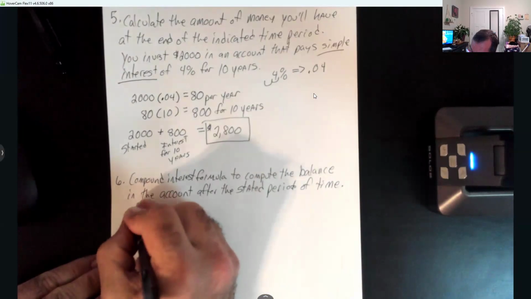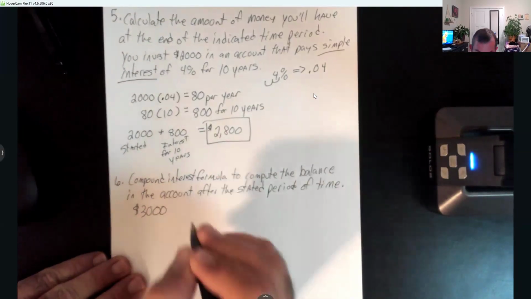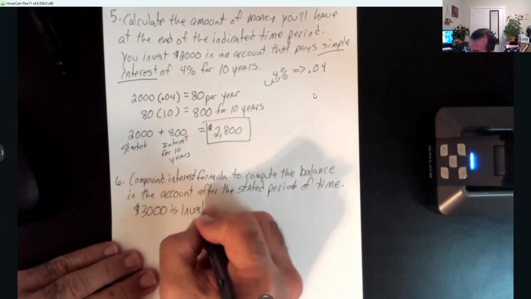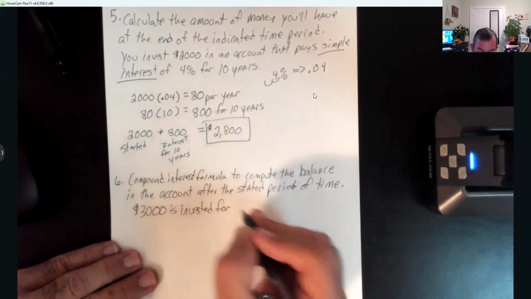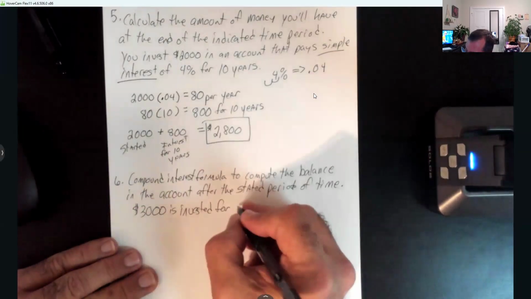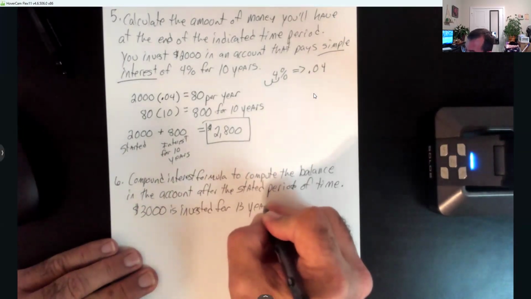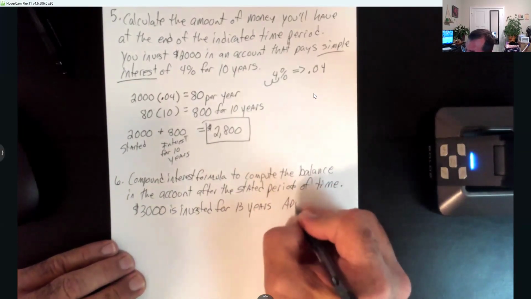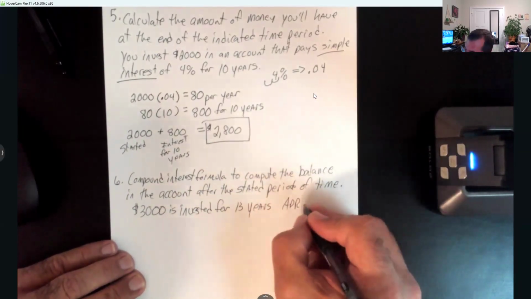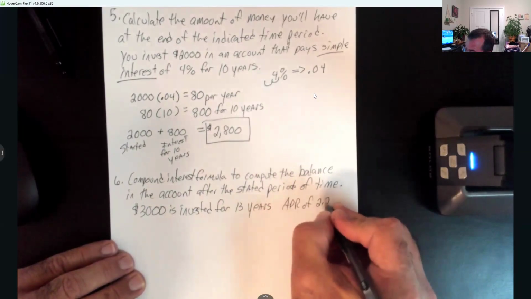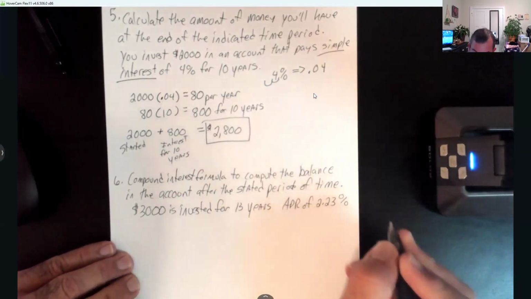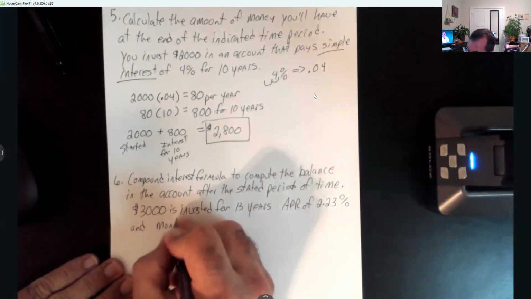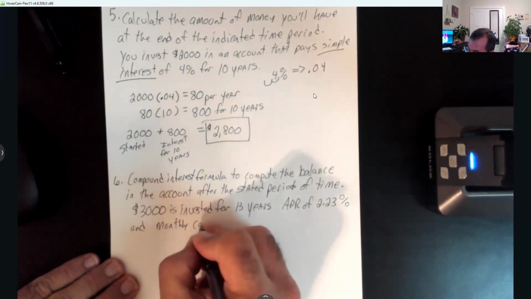All right, y'all, $3,000 is invested for 13 years with an APR of 2.23% and monthly compounding.